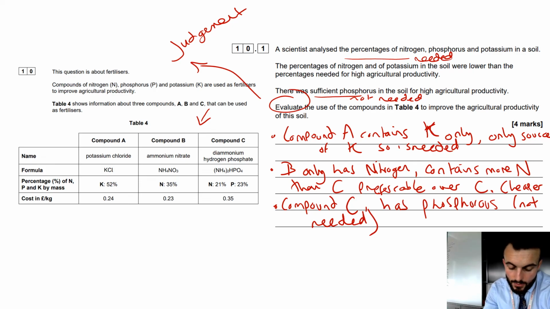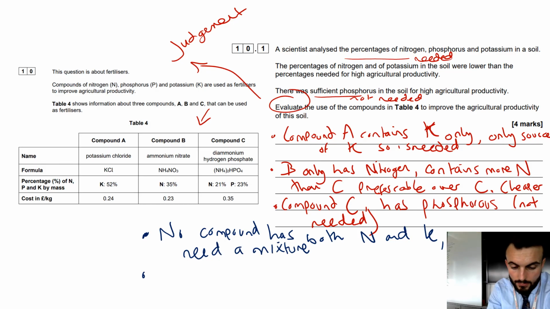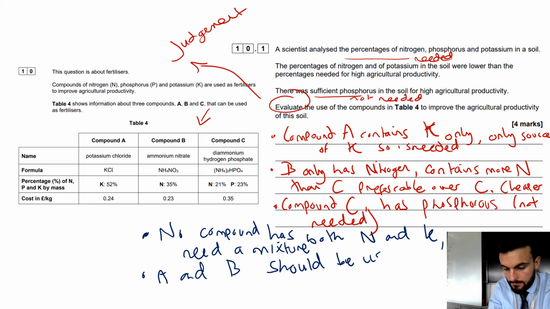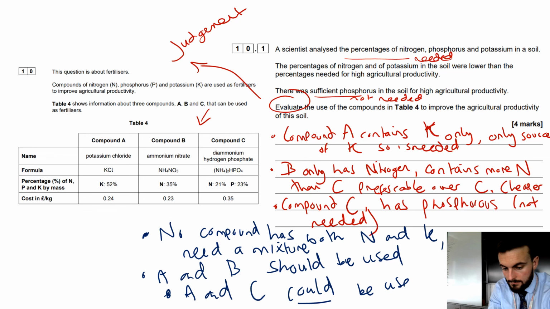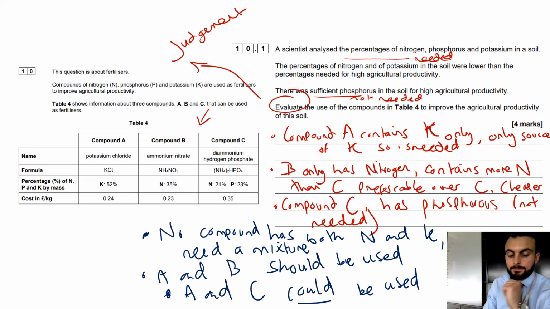So overall, to make a judgment, no compound has both nitrogen and potassium, so we need a mixture. Ideally A and B should be used because together they've got both. You could use A and C because that's got both in, but you would choose A and B because B's got more nitrogen in it than C, and C's got an irrelevant substance in it.